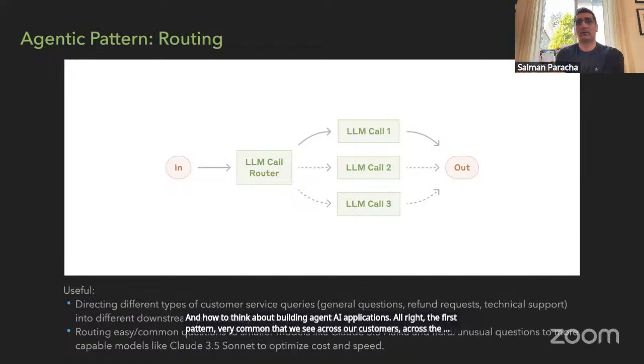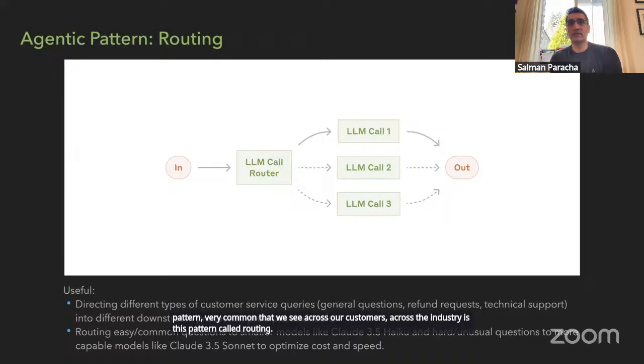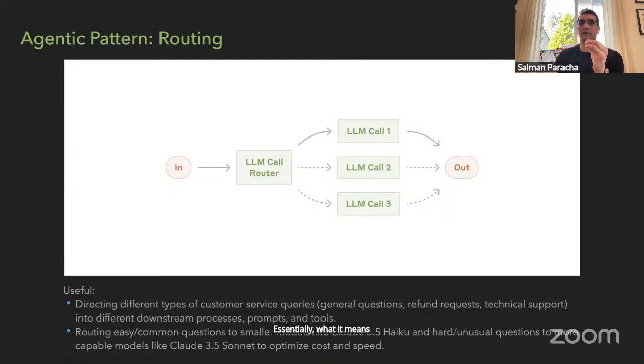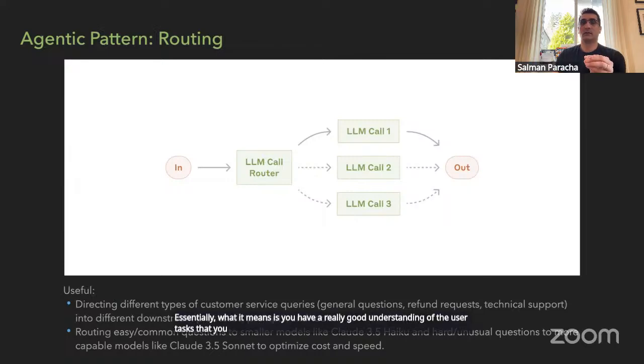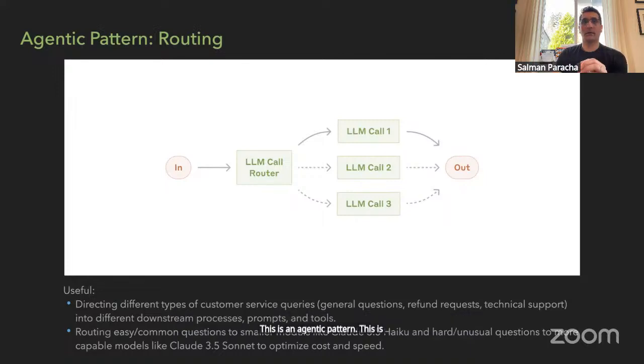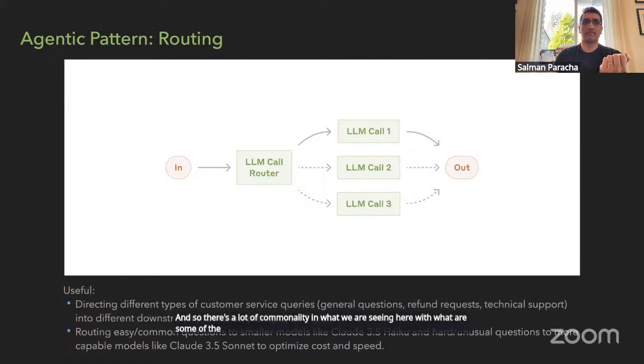All right, the first pattern, very common that we see across our customers, across the industry, is this pattern called routing. Essentially, what it means is you have a really good understanding of the user tasks that you are trying to build, and that you will use an LLM router in the middle, in the front, to be able to direct calls to other LLMs to complete an outcome for the user. This is an agentic pattern. This is a pattern also published by Anthropic. And so there's a lot of commonality in what we're saying here with what some of the industry leaders talk about as well. So the agentic pattern here is called routing.